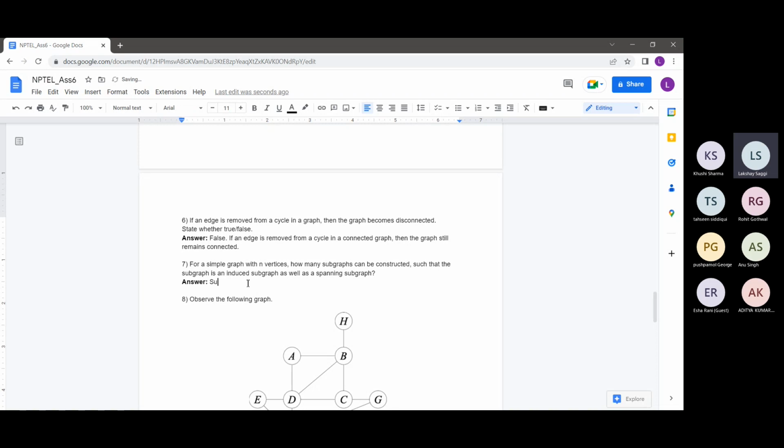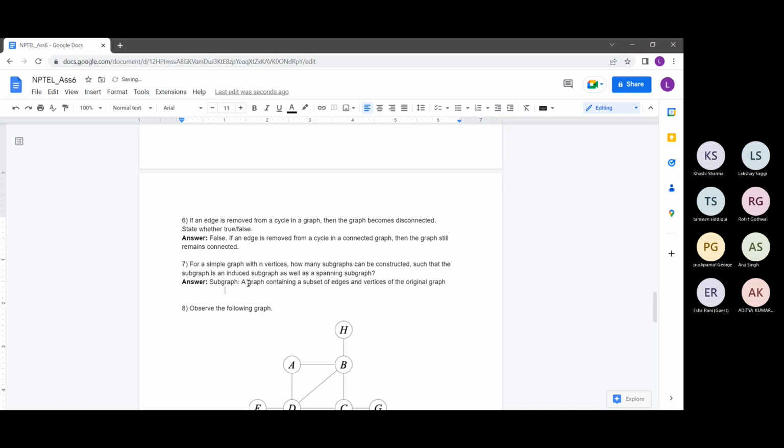First of all, what was a subgraph? A subgraph is a graph containing a subset of edges and vertices of the original graph. A subgraph is nothing but you take a graph, and any subset of edges and any subset of vertices will become a subgraph.